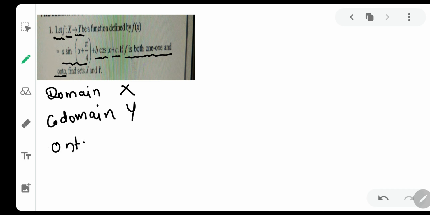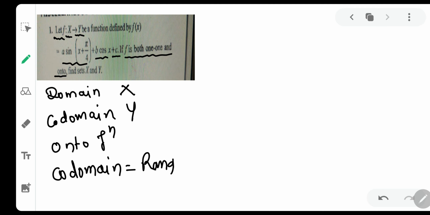So first of all, you need to understand the domain. Domain is set x and codomain is set y. But this function is an onto function as given by them. For onto function, codomain is actually equal to the range. It means we need to calculate the range. Once we calculate the range, we will get the codomain.